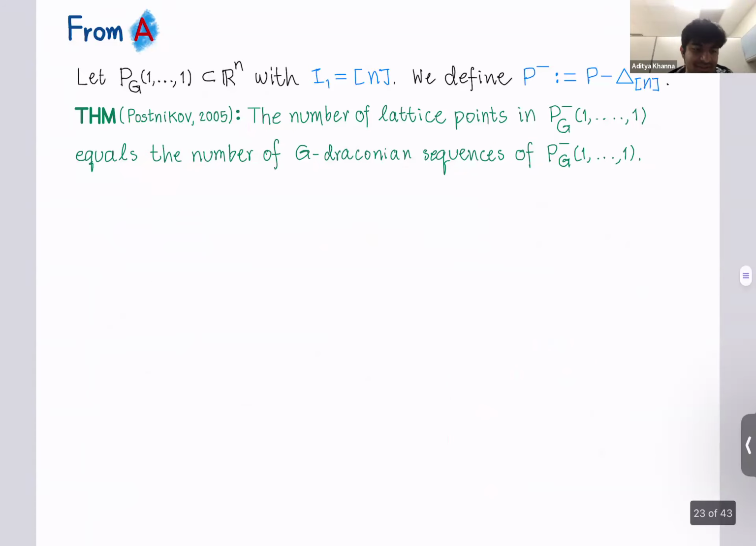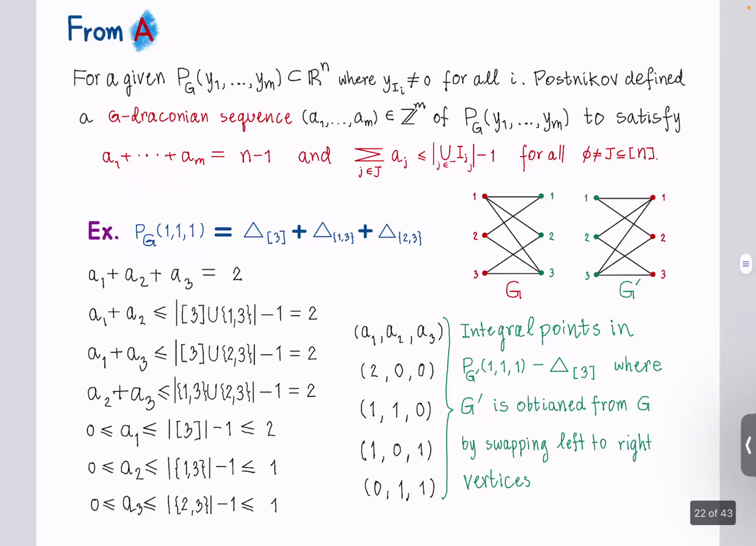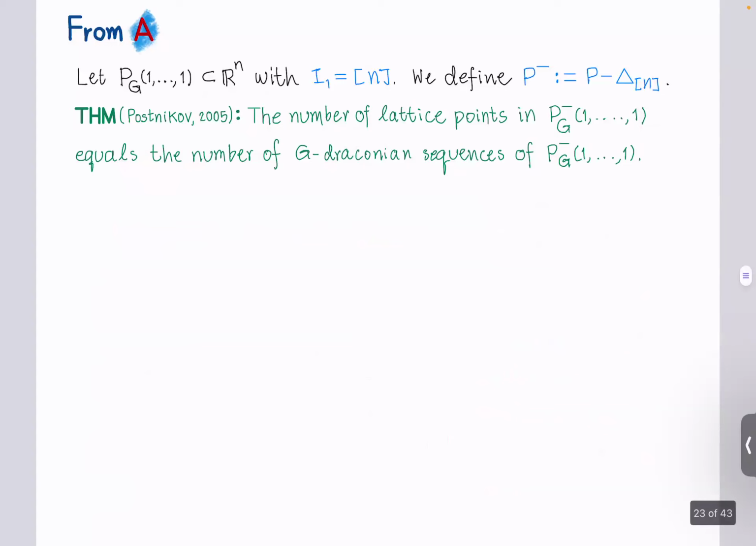Why is it called draconian sequence? Yeah. So in Postnikov's paper, he stated the Hall marriage theorem in a way that you have n brides and I think another n plus 1 grooms, and then a dragon comes to town and is going to take one of them, something like that. So that's how he got the name draconian. It's from dragon, I think. Yeah, good question. Okay, all right.